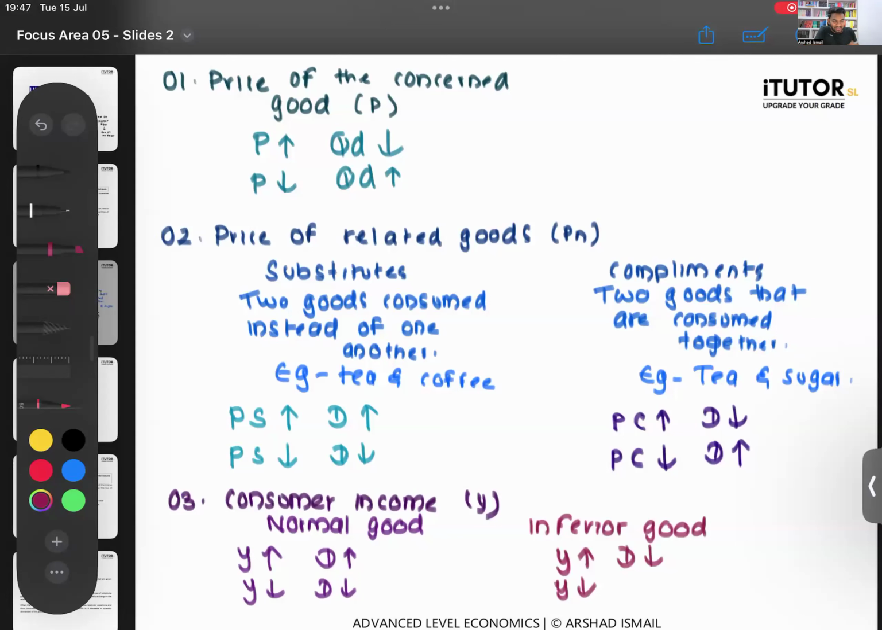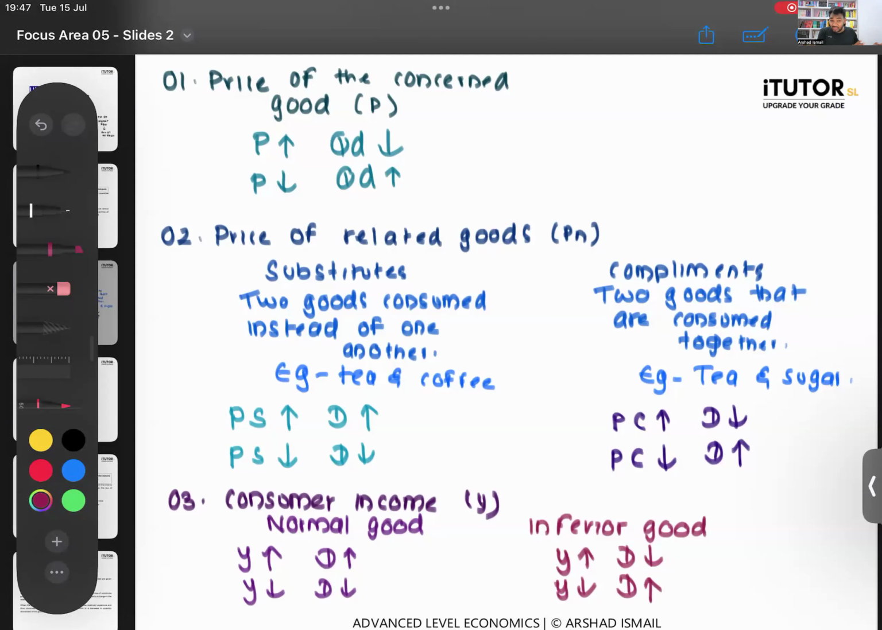If your income reduces, you will buy more and more inferior goods. You will buy more margarine, so demand for margarine will start increasing. And that is what you call an inferior good. See, a normal good has a positive relationship between income and demand. An inferior good has a negative relationship between income and demand.